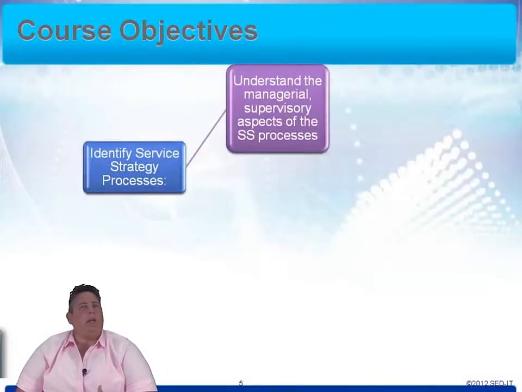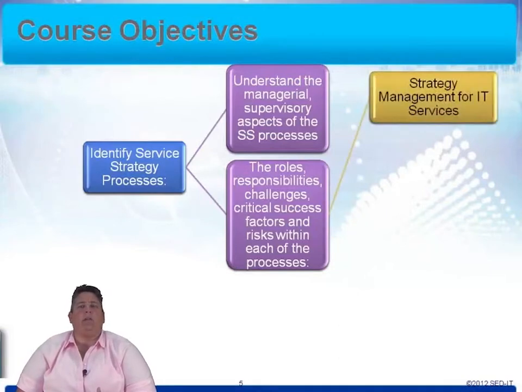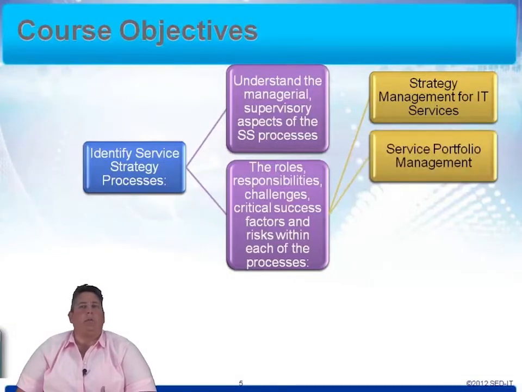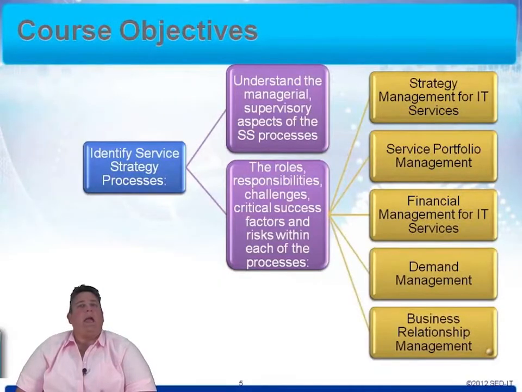We want to understand the managerial and supervisory aspects of the service strategy processes. We'll identify those service strategy processes and discuss the roles, the responsibilities, challenges, critical success factors, and risks within each of the processes. There are 5 processes within service strategy: strategy management for IT services, which is new for the 2011 version of ITIL; service portfolio management; financial management for IT services; demand management; and business relationship management. This is another new process for the 2011 version.